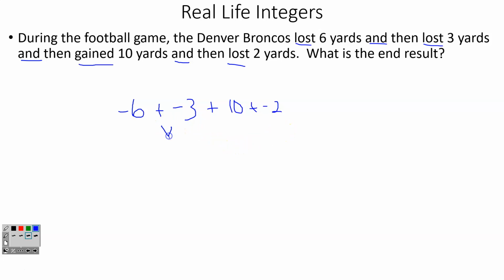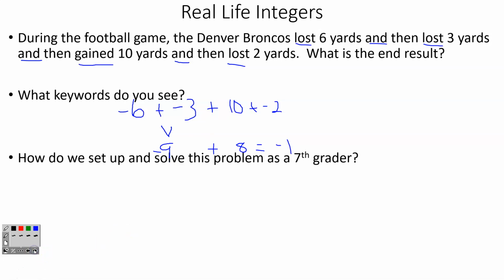So I could start combining if I wanted to. A -6 plus a -3 would be a -9. 10 plus a -2 would give me +8. And when I combined that, I get an answer of a -1. Keywords we've already talked about, and there's how we set it up.